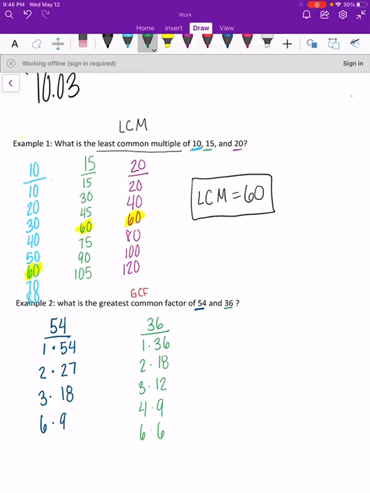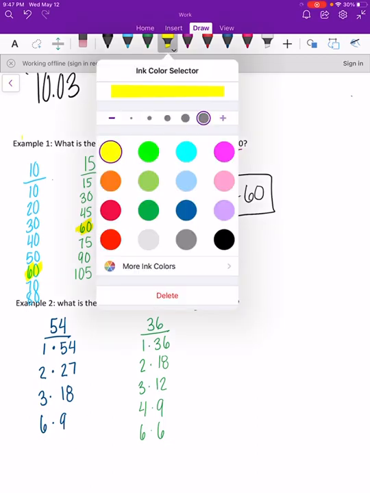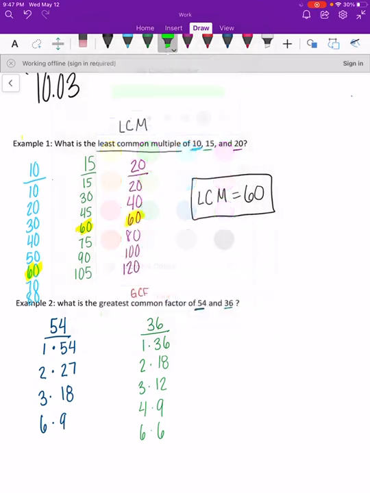So this time I want the greatest common factor. I'm going to do this in green. I want the biggest factor that they have in common. So they both have a 1 in common. They both have a 2 in common. They both have a 3 in common. They have a lot in common. They both have a 6 in common. They both have a 9 in common. They both have an 18 in common. And I think that's it.